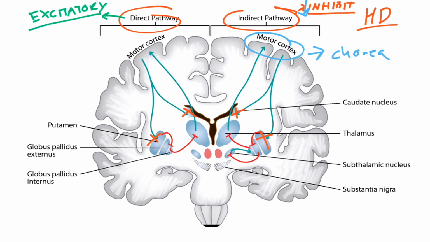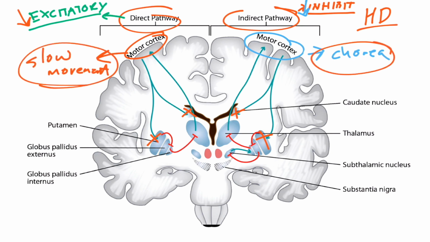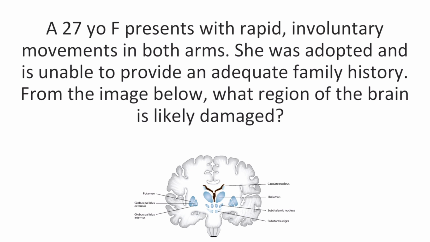Conversely, the direct pathway is mainly excitatory and we actually have decreased excitement, so patients with Huntington's disease will demonstrate decreased, slow movement. So the slow movement and these jerky chorea movements are both known to be in Huntington's disease. So let's do a question to apply this.